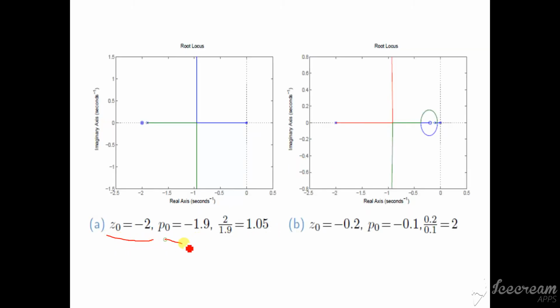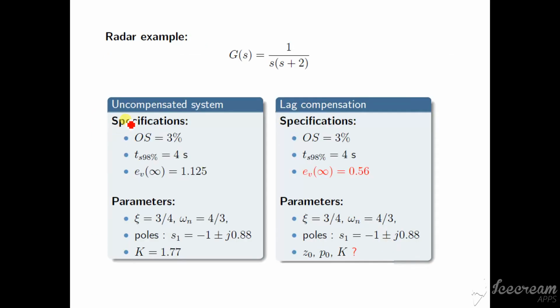ZO is minus 2 and PO minus 1.9, a little far from the origin, you can find 0.5. The steady state error we have is a little bigger than if they are close to the origin point. If you put ZO minus 0.2 and PO minus 0.1, and normally we choose ZO very small, then we can find the PO. In this example, they ask us to find the lag compensator with steady state error 0.56.